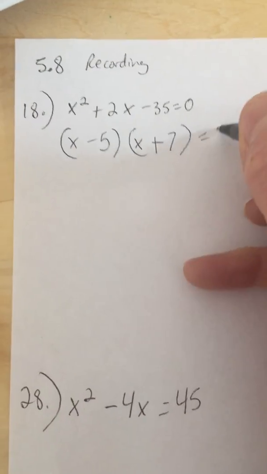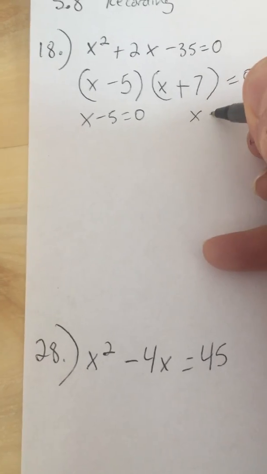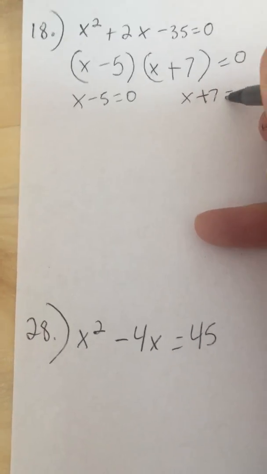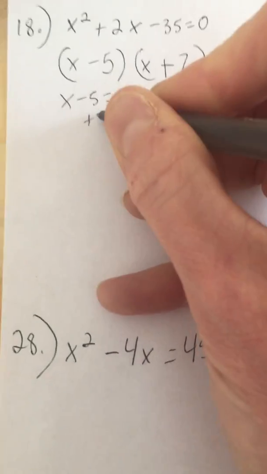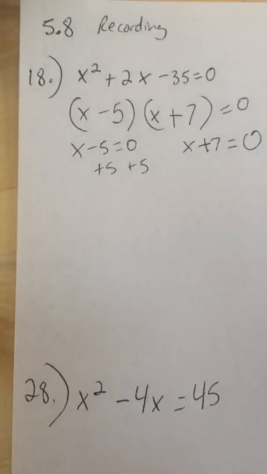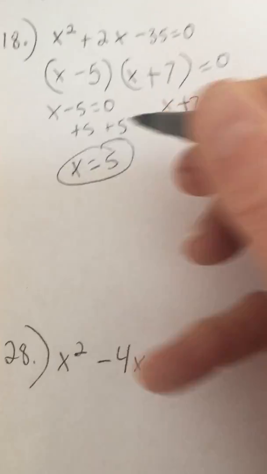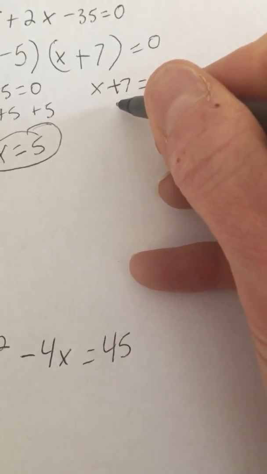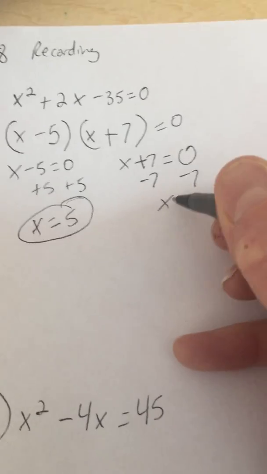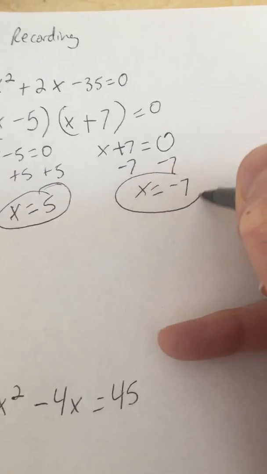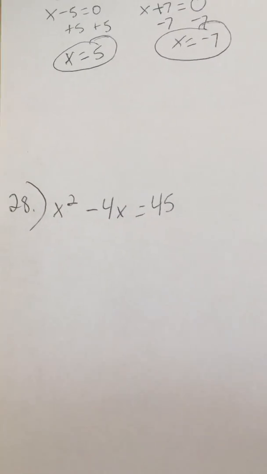Once I have that, I'm going to set them both equal to 0. x plus 7 equals 0, and what I'm going to end up doing is adding this 5 to both sides of the equal sign, and it's going to leave me with a positive 5 for x. Then over here, I'm going to do the opposite of that, positive 7 on both sides, and that's going to leave me with a negative 7 for x.